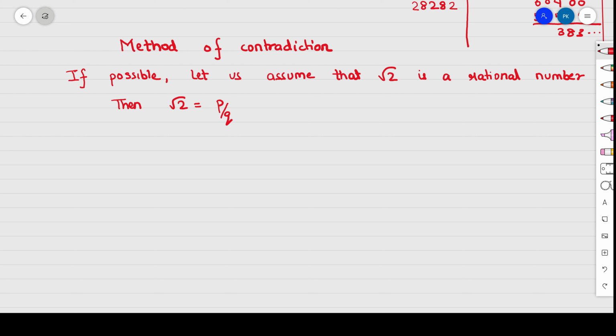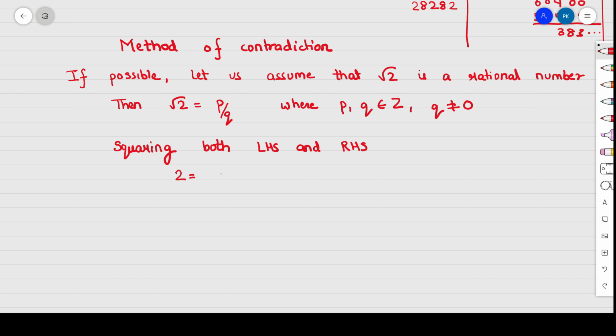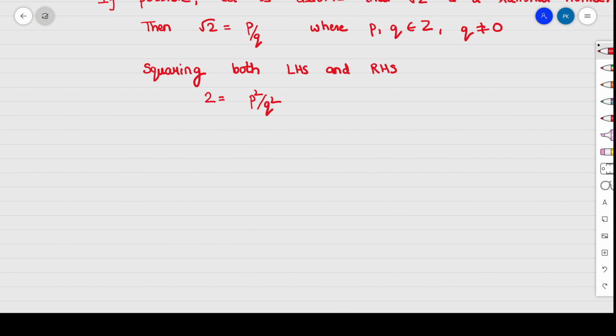Then under root 2 is equal to p by q, where p and q are integers and q is not equal to 0. Now let us square both sides. We get 2 is equal to p square by q square. What does this mean? This means that p square is equal to 2q square. This implies that p square is an even integer. This further implies that p is also an even integer.